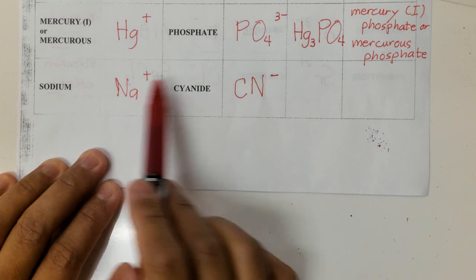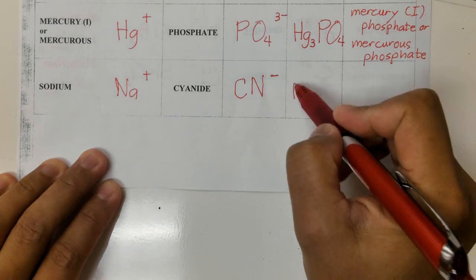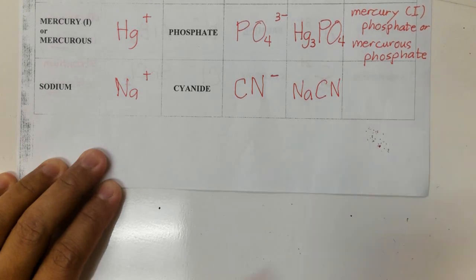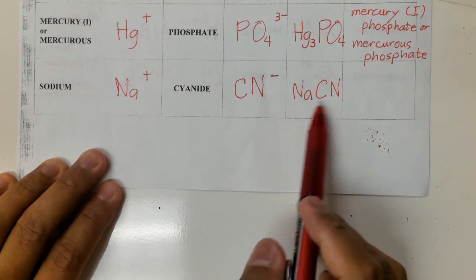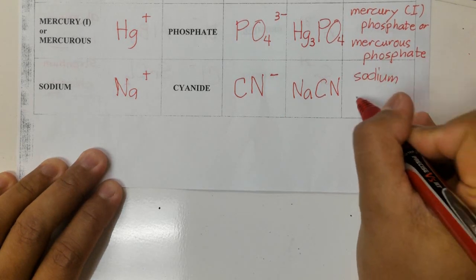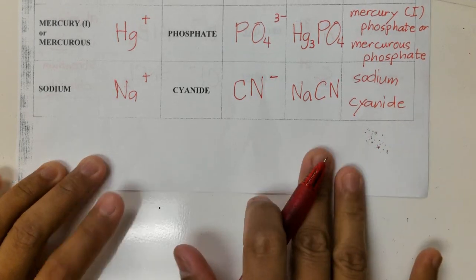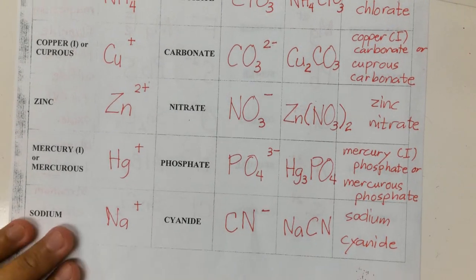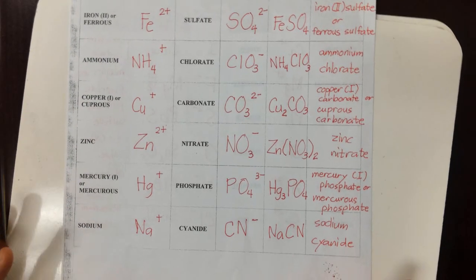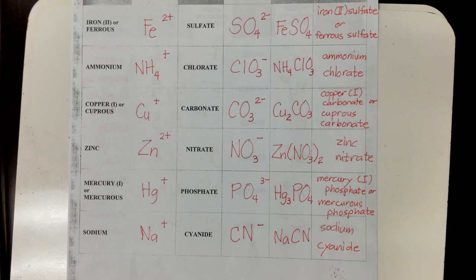And this is so simple because both are a 1 and a 1. So basically you're just putting Na, C and N closer to each other. And that is your sodium cyanide. Names stay the same. And so that concludes this particular work for our second part dealing with ternary ionic compounds.